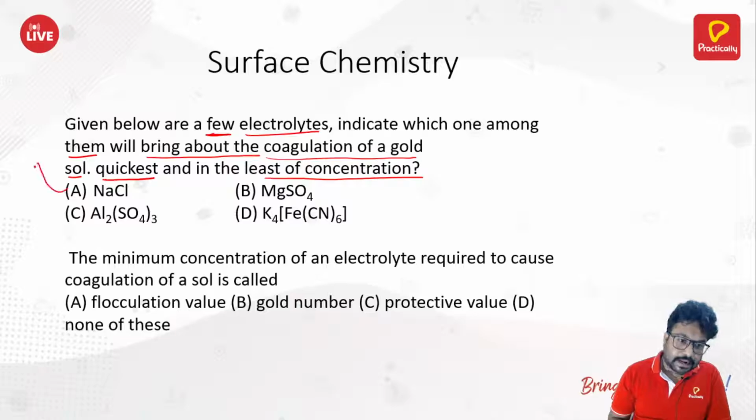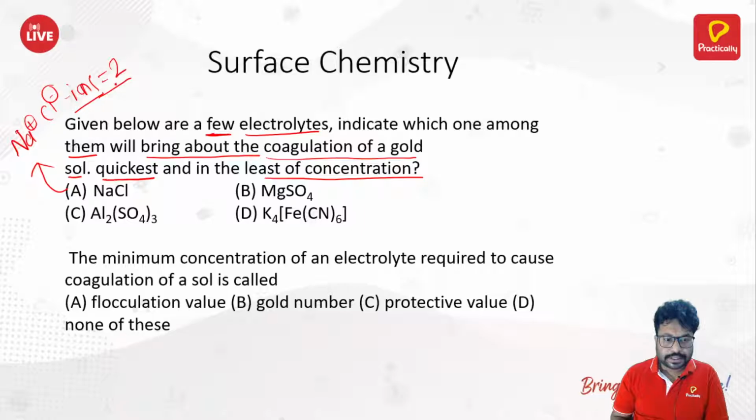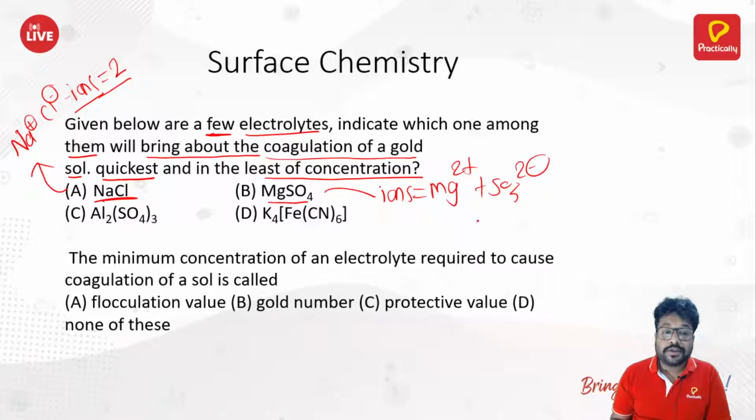So NaCl releases Na+ and Cl-. So how many ions does it produce? Only 2 ions. MgSO4, how many ions does it produce? Mg2+ and SO4 2-. So ions are 2 and 2. There are basically 4 ions.